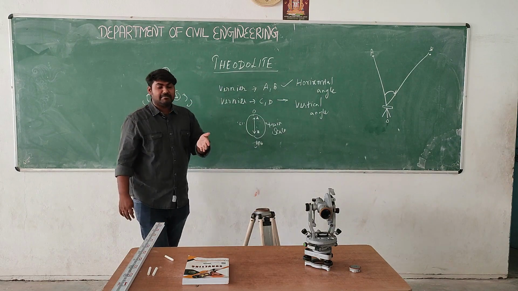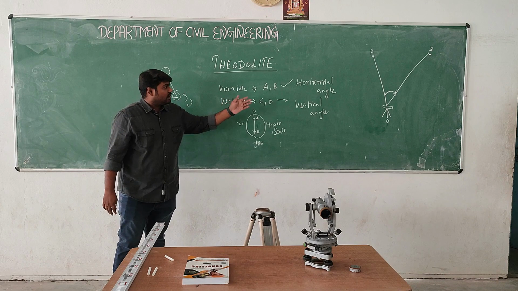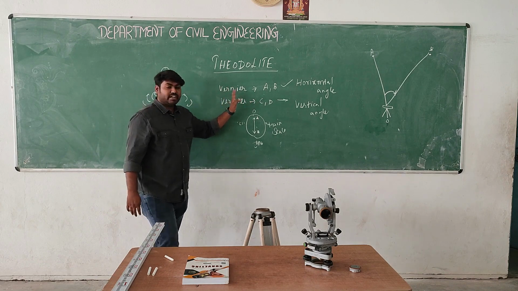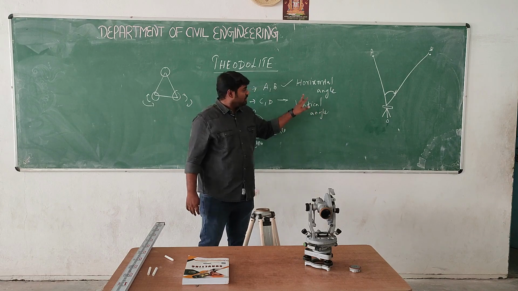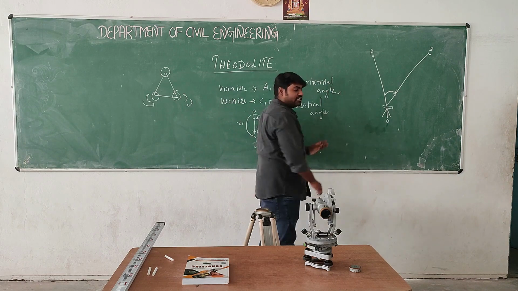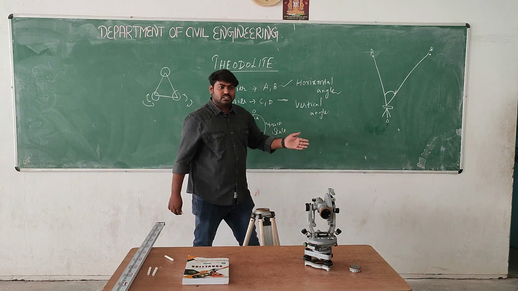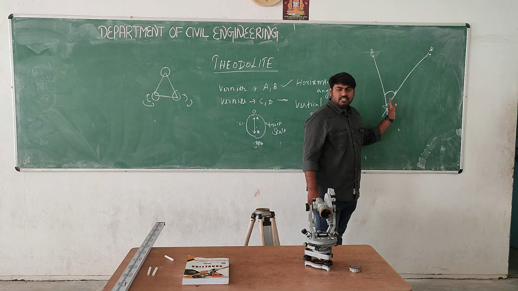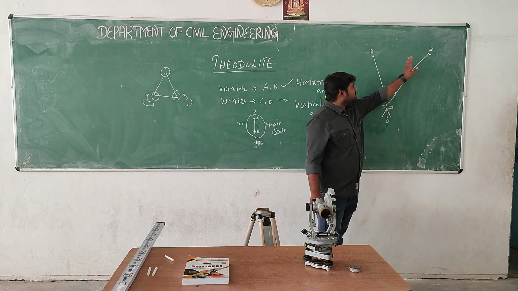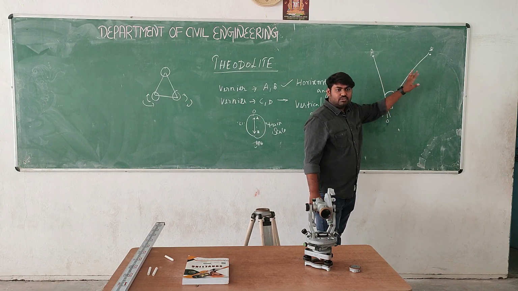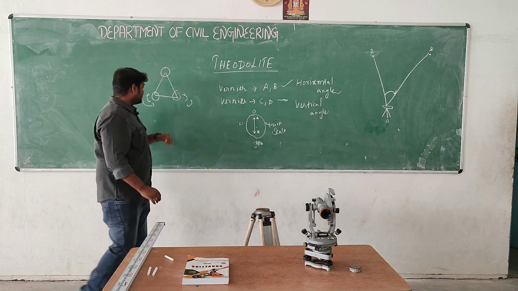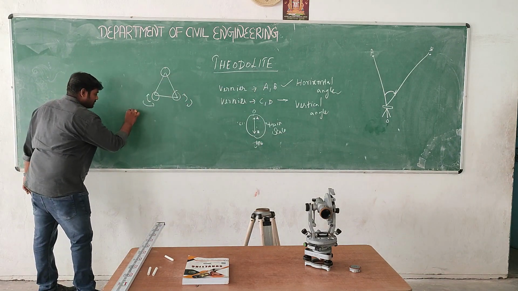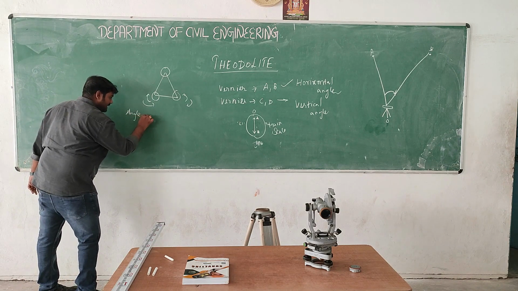The main purpose is that from this instrument we are going to find out the horizontal angle and the vertical angle. If you take the horizontal angle, we can find out the angle from 0 to 360 for whatever objects are available. For example, if you are focusing on points A and B, we have to find out the angle from A to B with the help of this theodolite. For example, coming to finding out the readings.